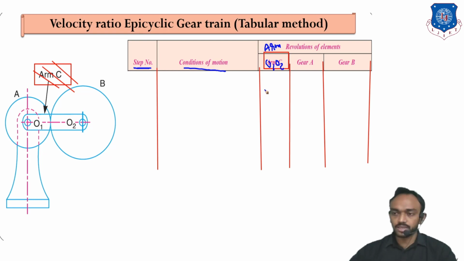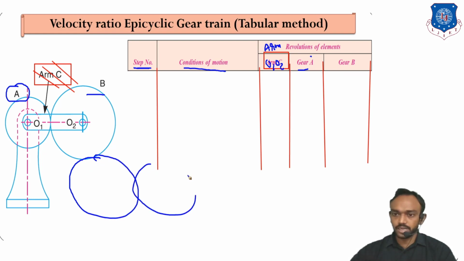And after that you can start with all the gears. If there is a gear, here B, after that if there are other gears C and D, maybe the number of gears may increase up to 6 gears in one example.